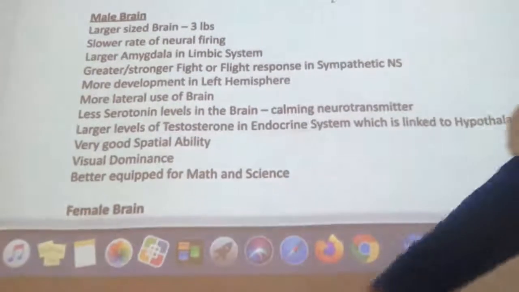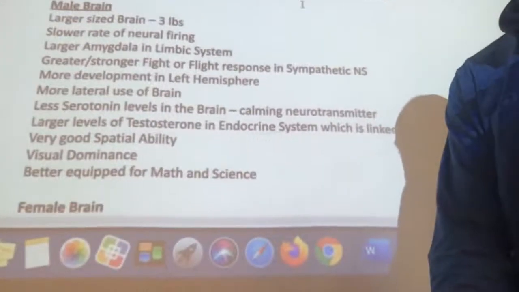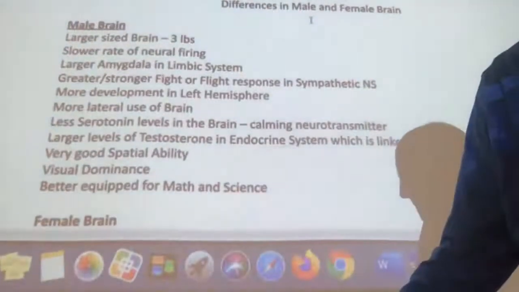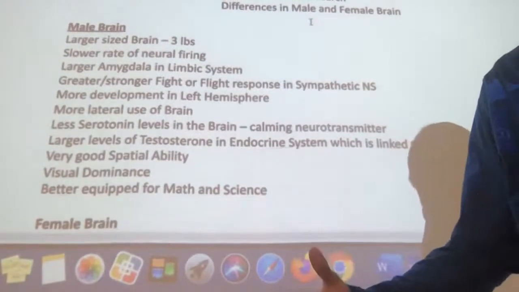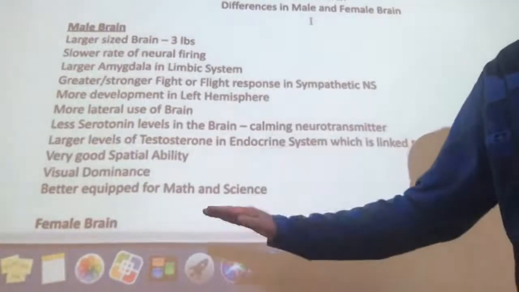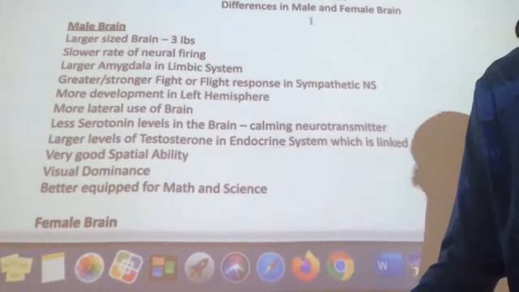If you look at the right hemisphere of our brain, it looks like we're very programmed for spatial reasoning. We are visually dominant. So again, actually vision is the dominant sense for all of us, male and females, but the males take it to another level. And if you looked at the brain overall, you would say it's probably better equipped for math and science, okay?